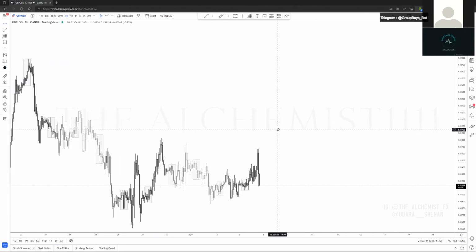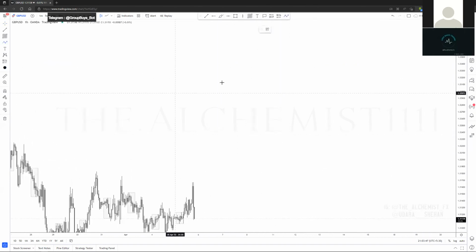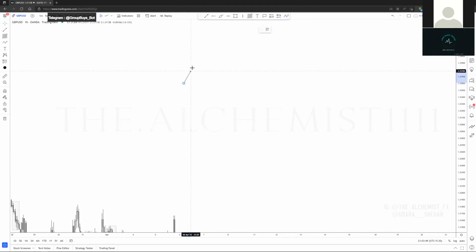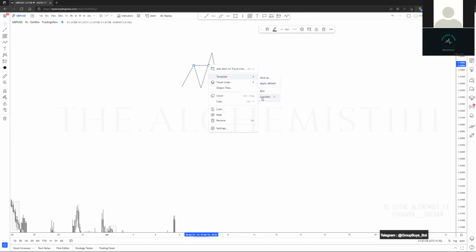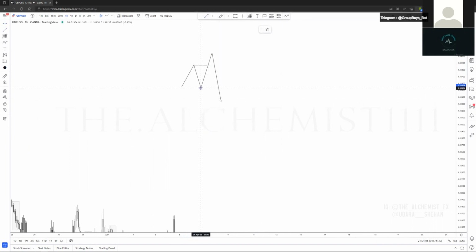So a strong high is something like this. A high that takes out liquidity and then breaks structure. That's it, this is all you want to see. It has to do a stop hunt, and then it has to give you a break of market structure. This is all you want to see.